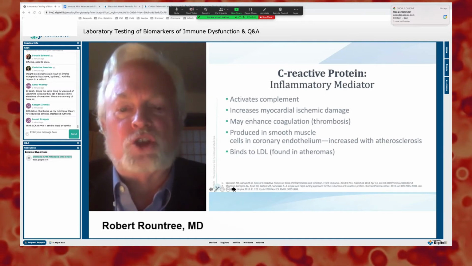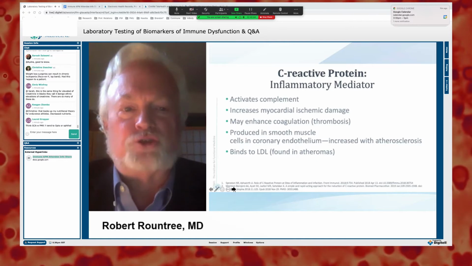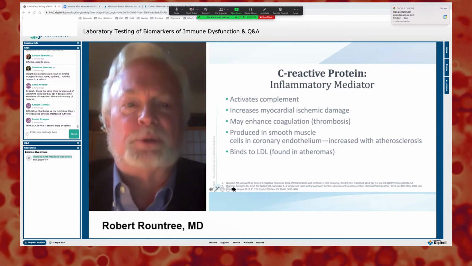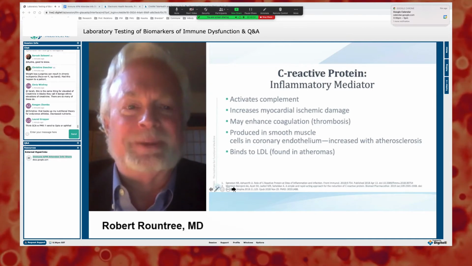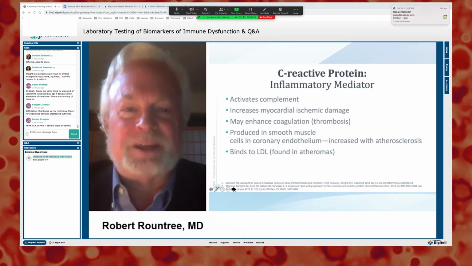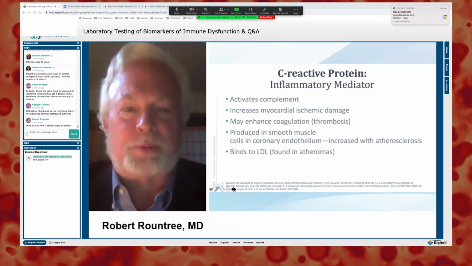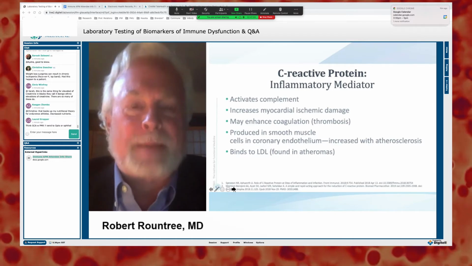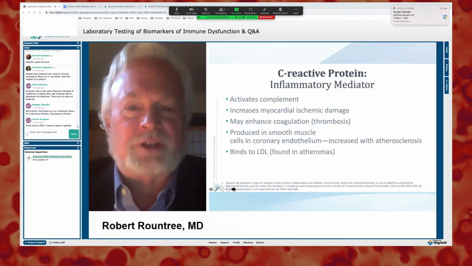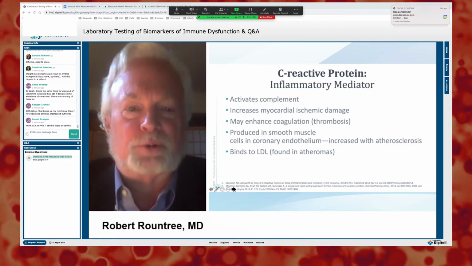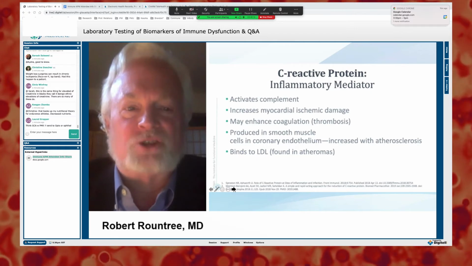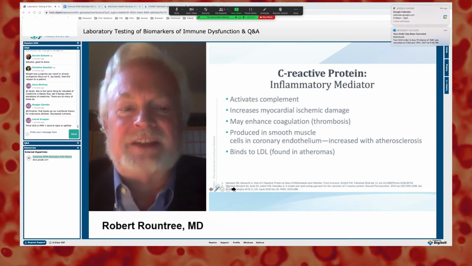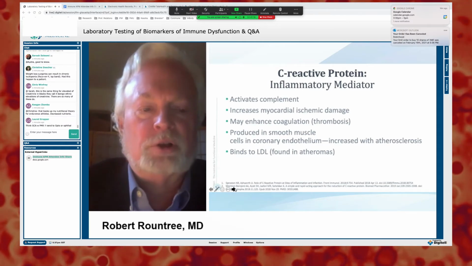Well, it's an acute phase marker, but it also contributes to inflammation. The C-reactive protein activates complement. We'll talk a little bit more about what complement is in a minute, but it participates in the inflammatory response. So having a high CRP is not just something that you're using as an indicator, a surrogate marker. It actually tells you that you need to be a little more aggressive in your treatment program. That CRP can damage heart tissue. It can enhance coagulation. And it can bind to LDL, so it contributes to atherosclerosis.